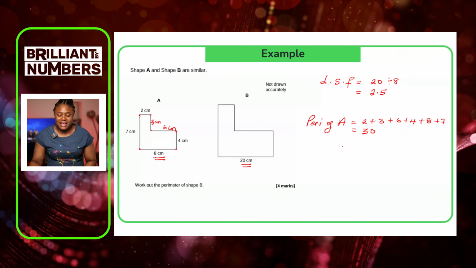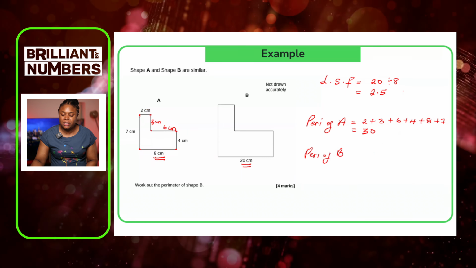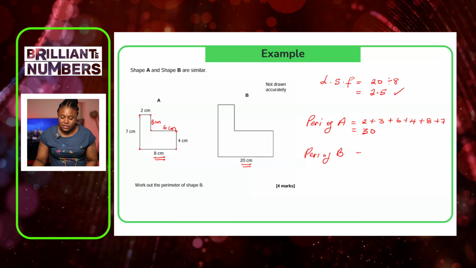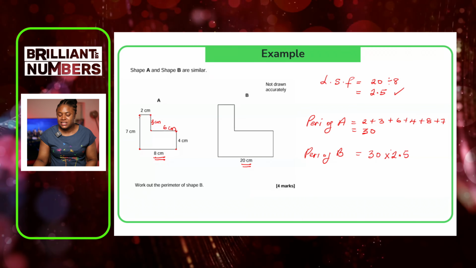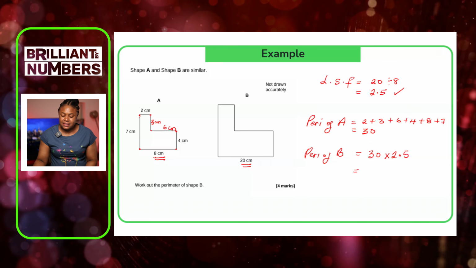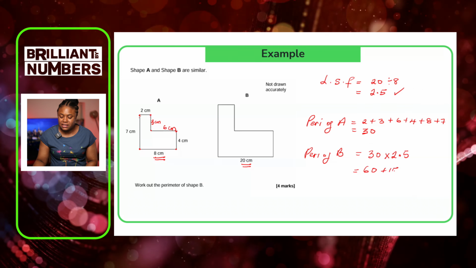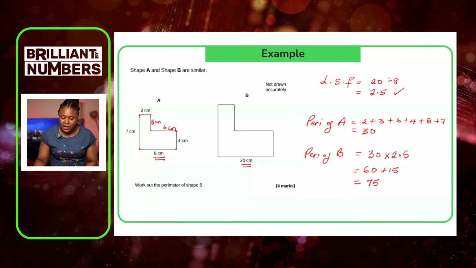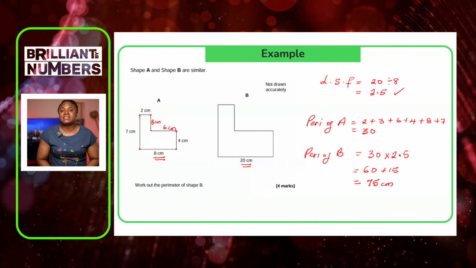So I know that the perimeter, so peri of B, is going to be 2.5 times larger than 30. So all I need to do is to do 30 multiplied by 2.5. Again, opportunity here. So we need 2 lots of 30. 2 lots of 30 is equal to 60. And then I need a half of 30, which is 15. Add them together, 60 add 15 is 75. So the perimeter of shape B is 75 centimeters.